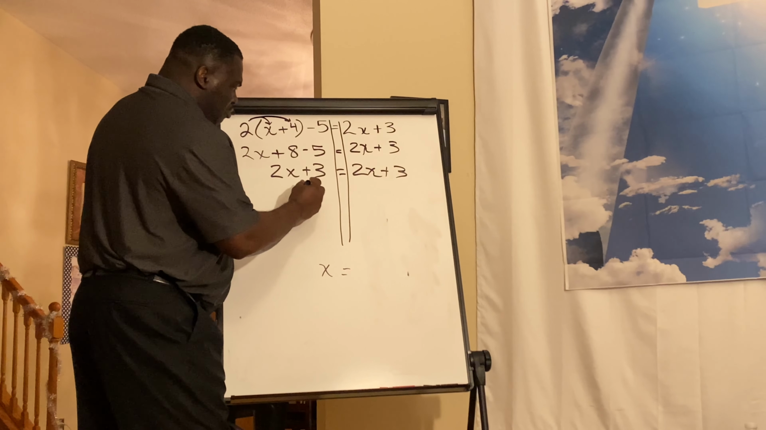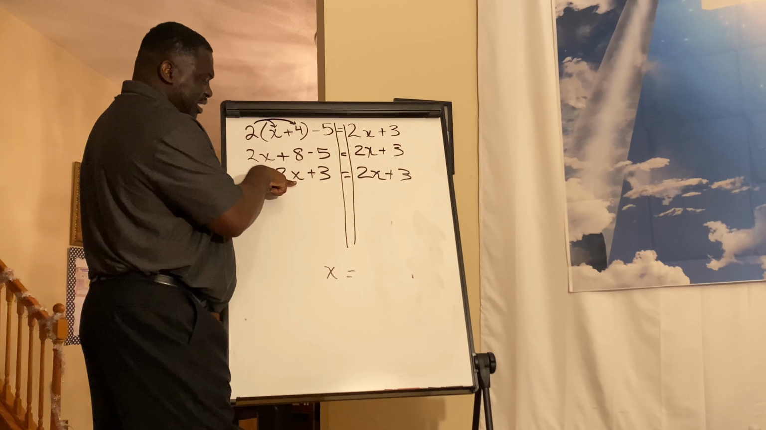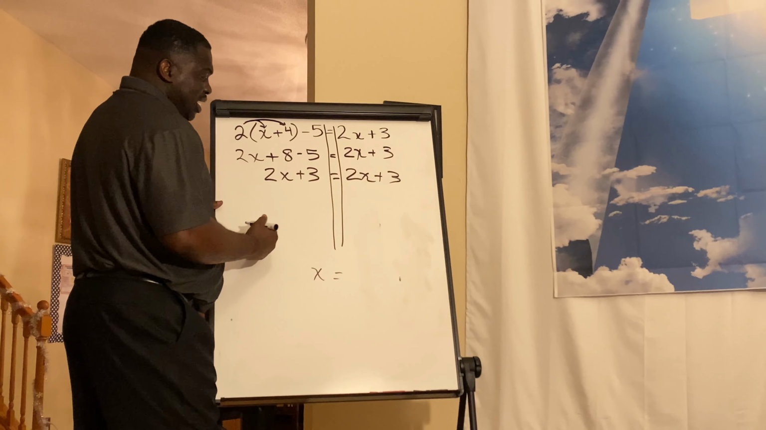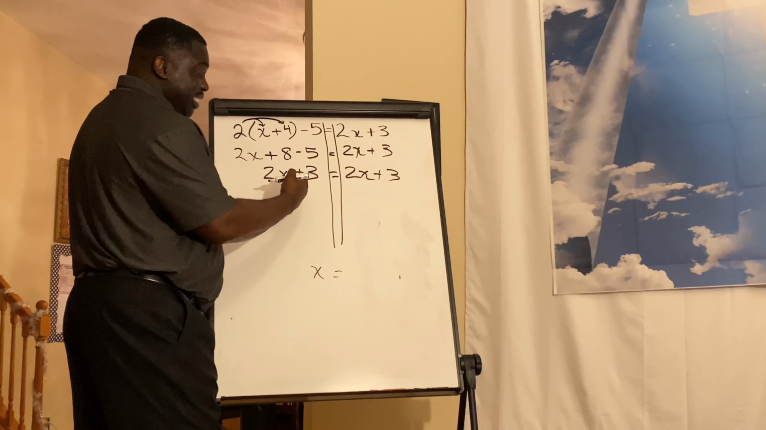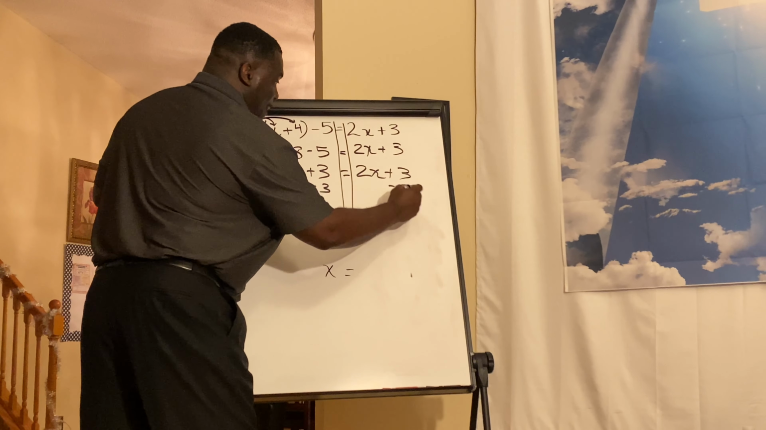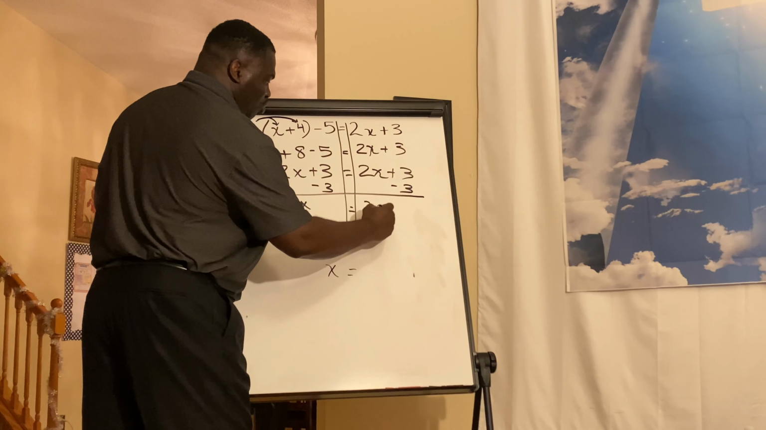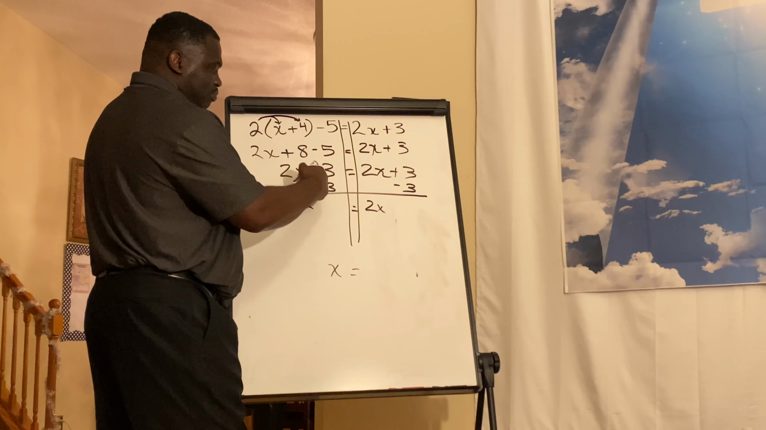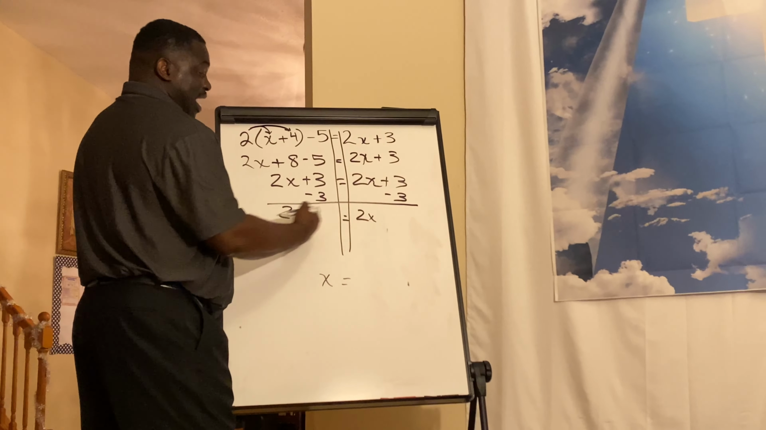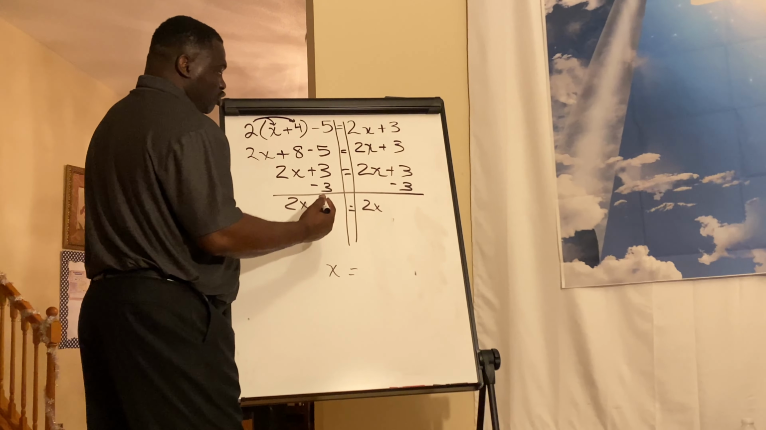This is connected to the x, so we're going to save that for last, and we're going to get rid of this plus 3. The inverse operation of plus 3 is minus 3, as we said earlier. So minus 3 on both sides. So we have 2x is equal to 2x, because positive 3 minus 3 is 0. We still have the same thing equal to the same thing, which means anything you choose will work.